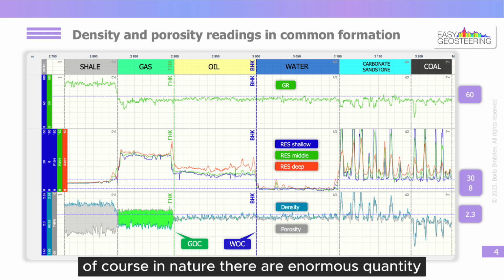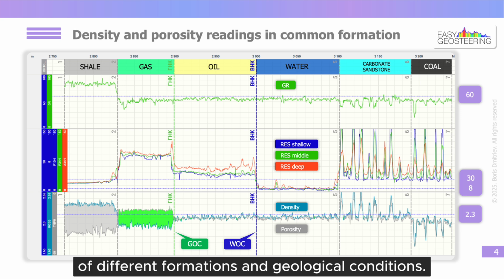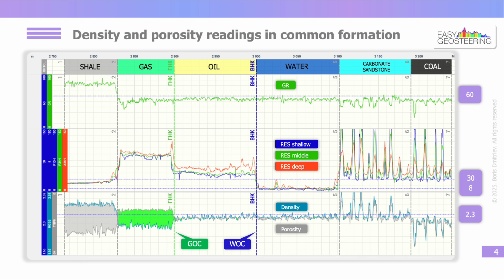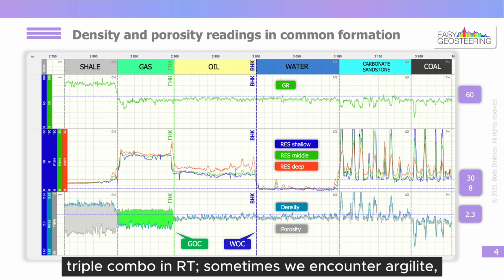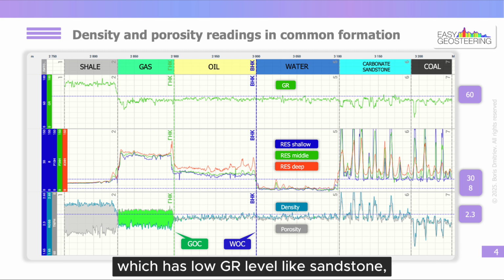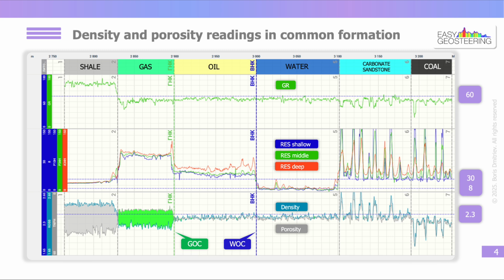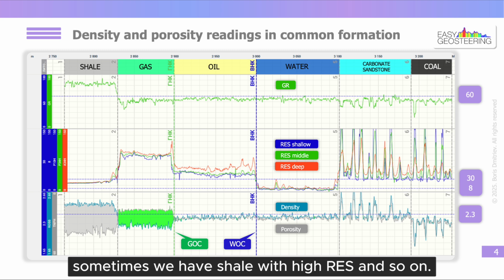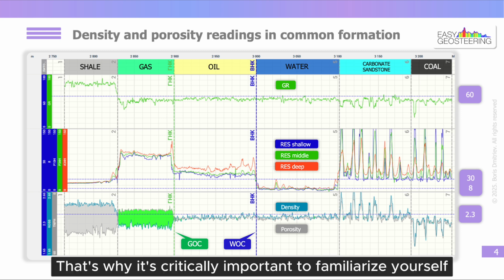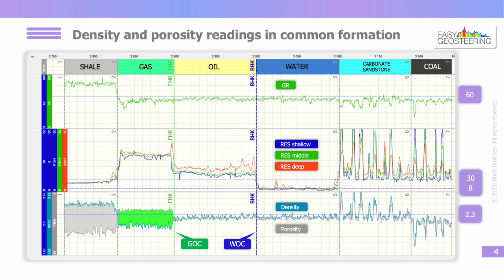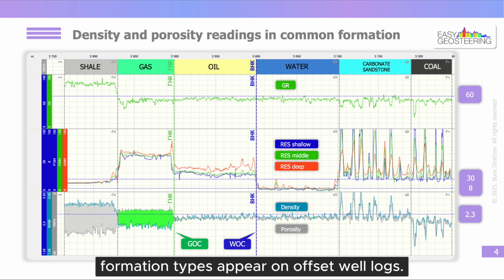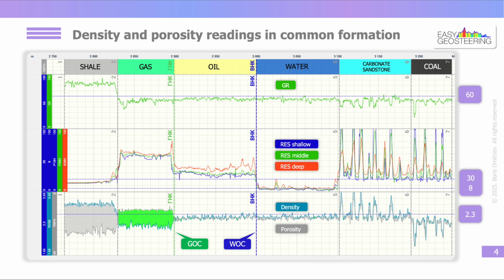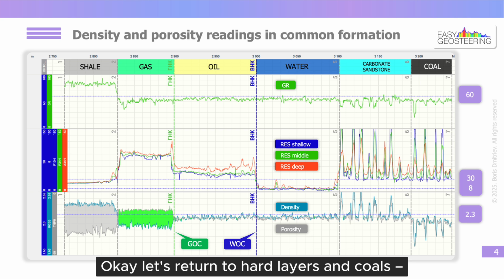Of course, in nature there is an enormous quantity of different formations and geological conditions. For example, sometimes it's impossible to detect gas-oil contact even if we have Triple Combo in real time. Sometimes we encounter argillite which has low gamma ray level like sandstone. Sometimes we have shale with high resistivity, and so on. That's why it's critically important to familiarize yourself with regional geology and find out how specific formation types appear on offset well logs. Okay, let's return to hard layers and coals.